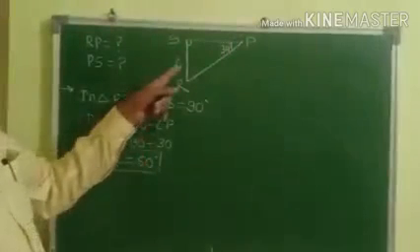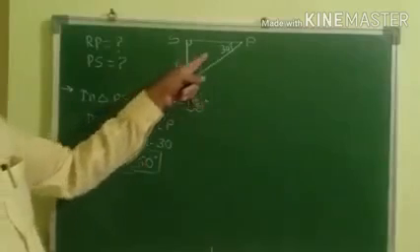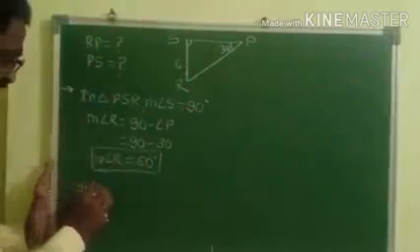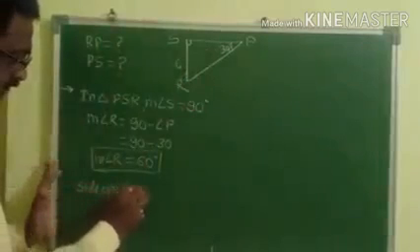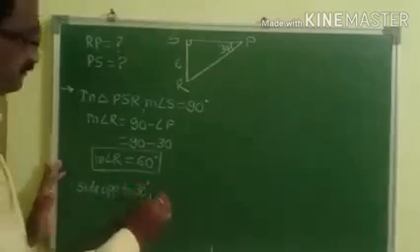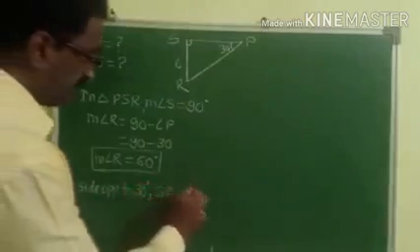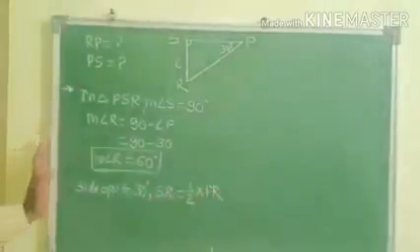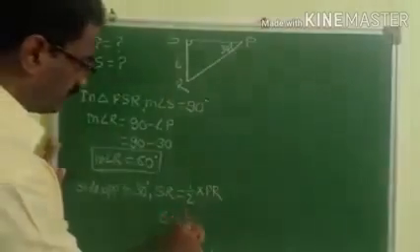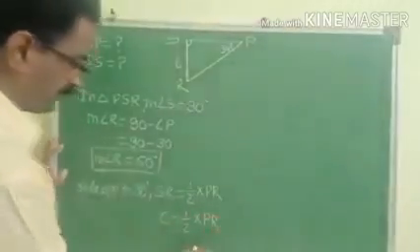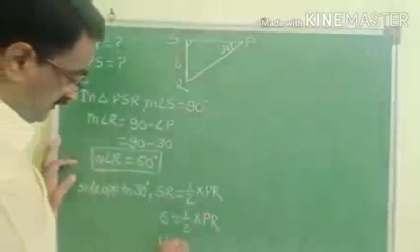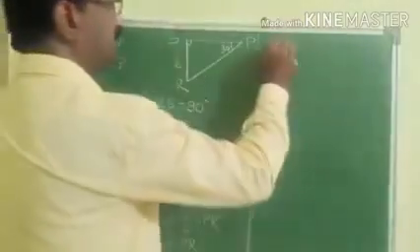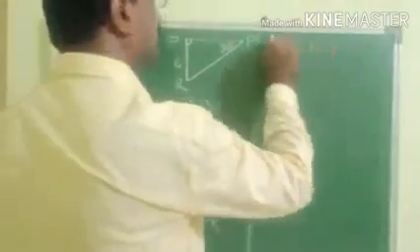We proceed from the side opposite to 30 degrees. Which is the side opposite to 30 degrees? SR. It is half of the hypotenuse PR. SR is 6, so 6 is equal to 1 upon 2 into PR. Do the cross multiplication: 12 is equal to PR. So PR is equal to 12.